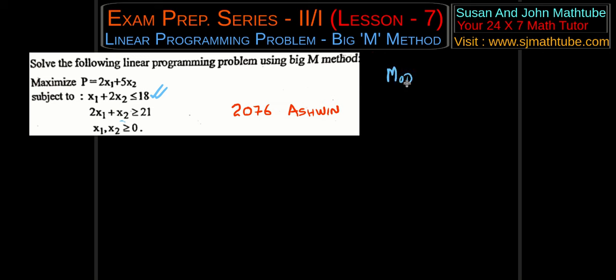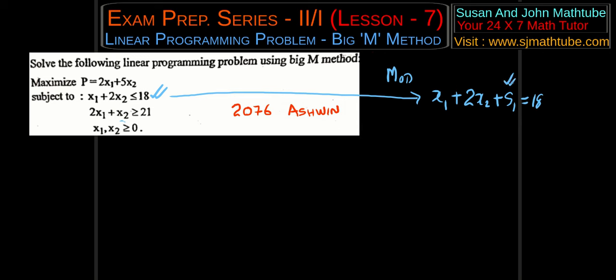Okay, now look at the modified problem. We are going to modify it a little bit. The first one is less than or equal to, so I am sure you are an expert with that. It goes like x1 plus 2x2 plus s1 is equal to 18. So we added one slack variable, just like before.